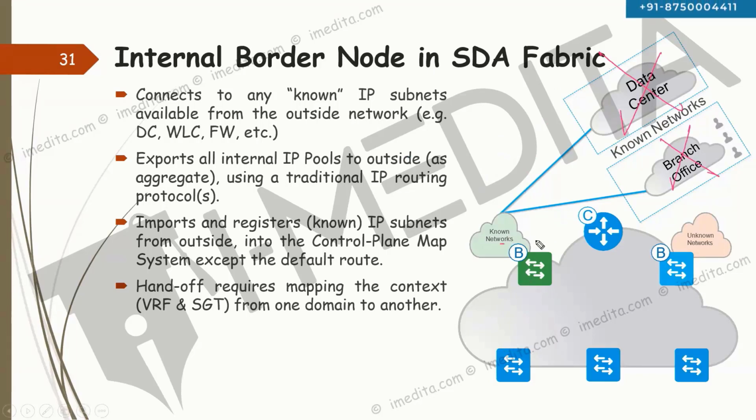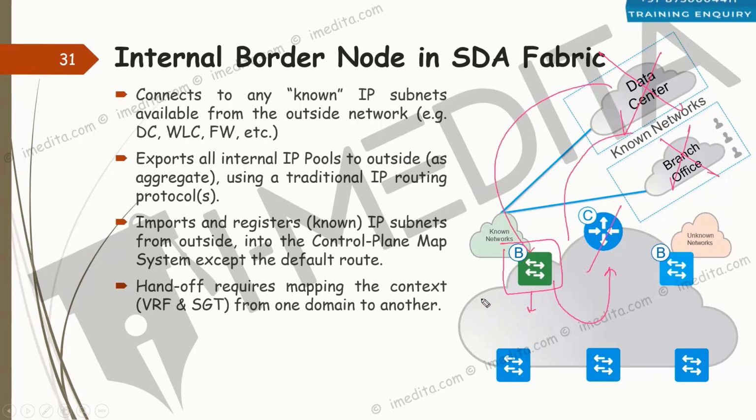What matters is what type of border node we have configured here. If it is configured to be an internal border node, then it will learn and register all the external networks into the SDA, so that this control plane node knows that if I want to go to ABC, XYZ, here is where I have to go.